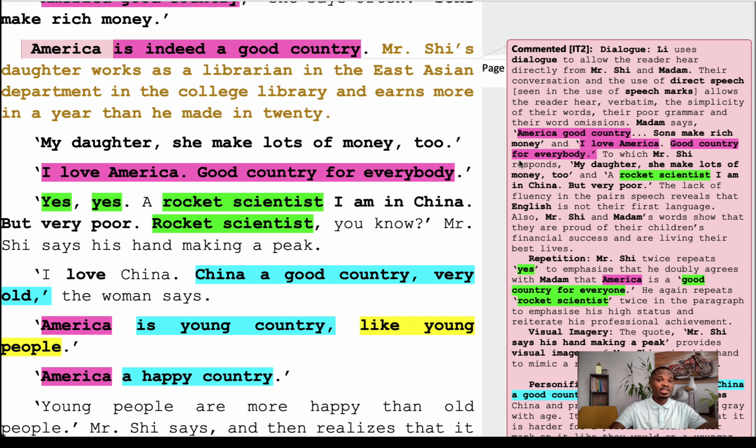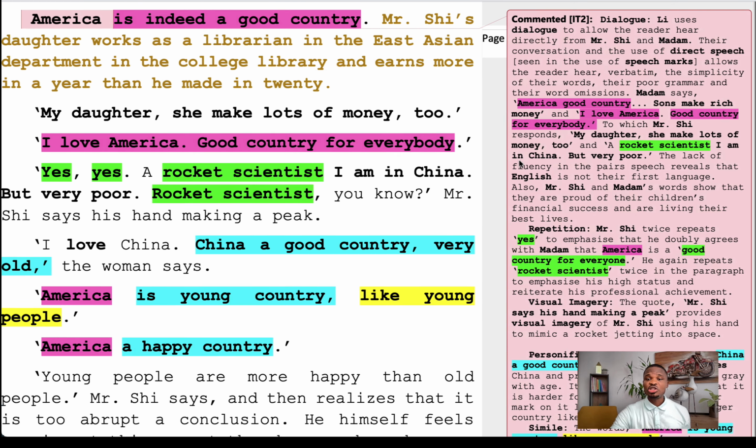So the paragraph where it says yes, he repeats rocket scientist twice to emphasize his high status, or the status that he was able to achieve in his professional life, and to also reiterate his professional achievement. So these are very important aspects of the short story. So we see that Mr. Chi appears to be very happy, and he's proud of what he was able to achieve in his life.